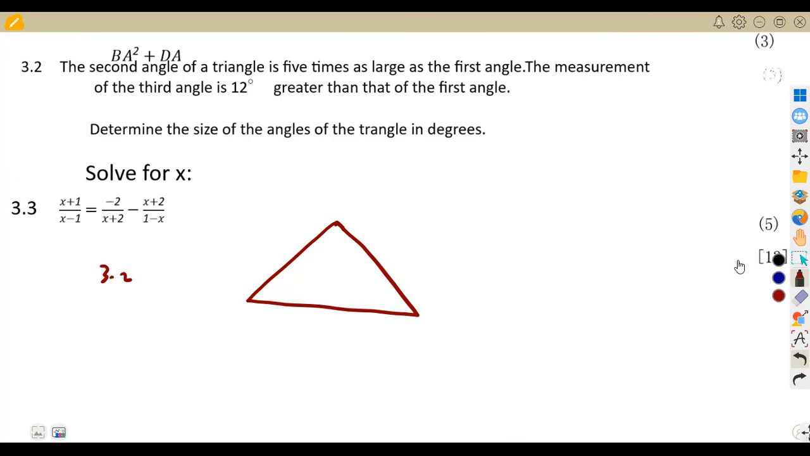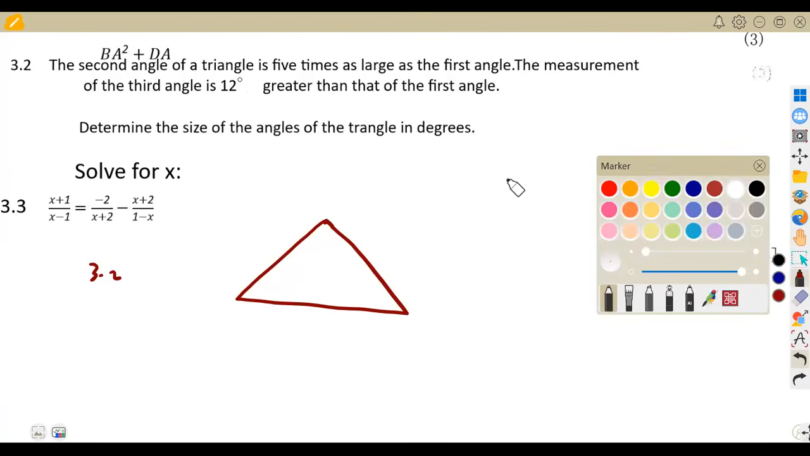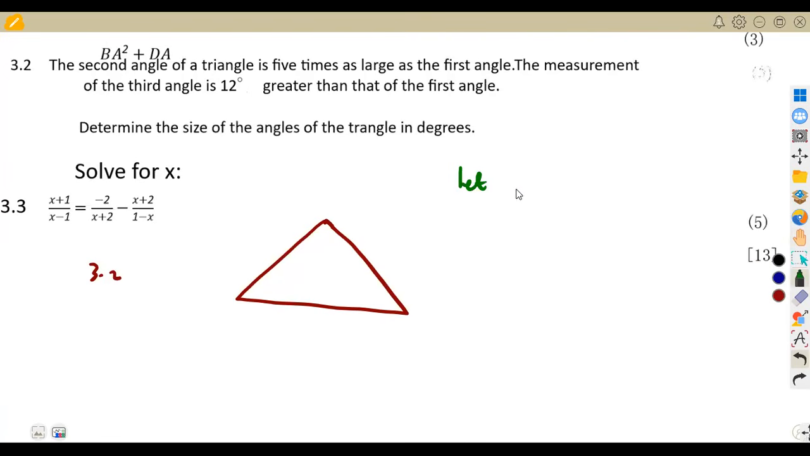So meaning to say, if it is given from the first angle, we can refer to our first angle as x. So you can just say, let the first angle be x. Okay, so if our first angle in this case is x, they are saying the second angle is 5 times as large. 5 times means you are multiplying, all right? 5 times, it's 5 multiplied by x, which is going to be 5x.